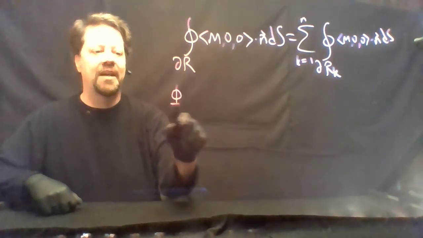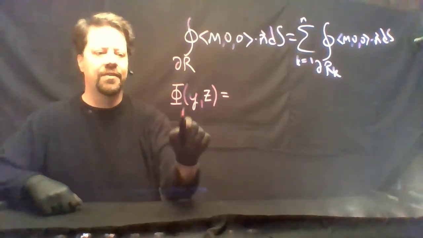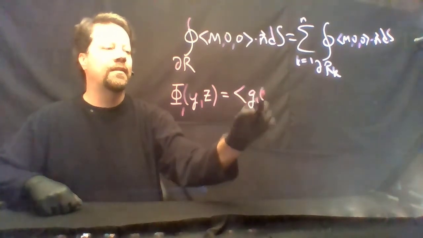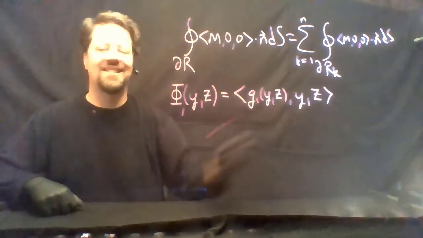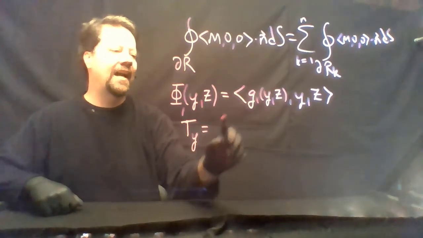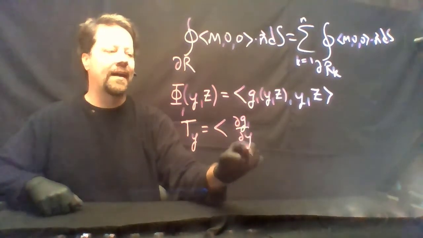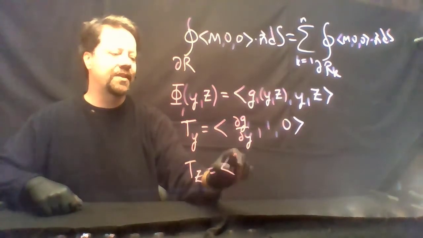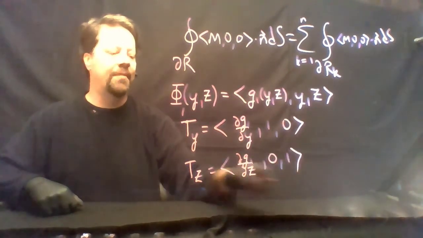We're going to have a parameterization, first of all, for the back surface. It's going to be given by g1 of y, z, y, and z. We'll have tangent vectors Ty, which will be the partial derivative of g1 with respect to y, 1, 0, and Tz, which gives us the partial derivative of g1 with respect to z, 0, 1.